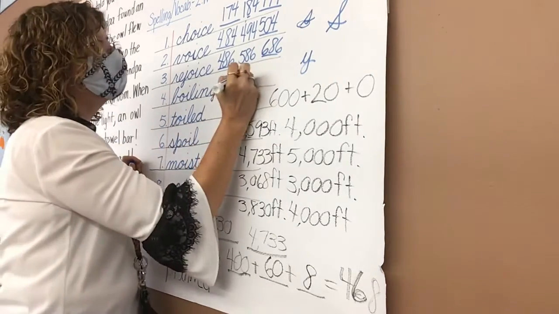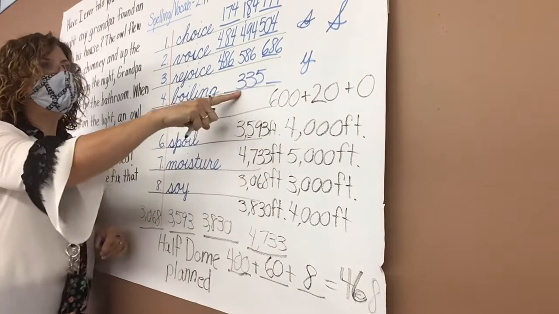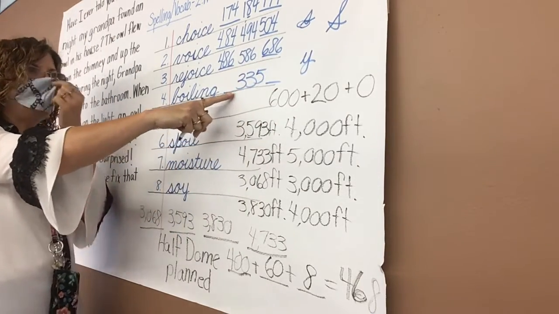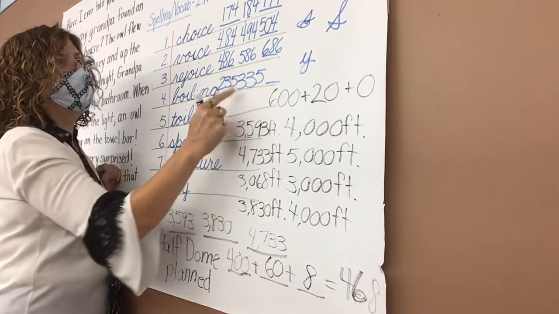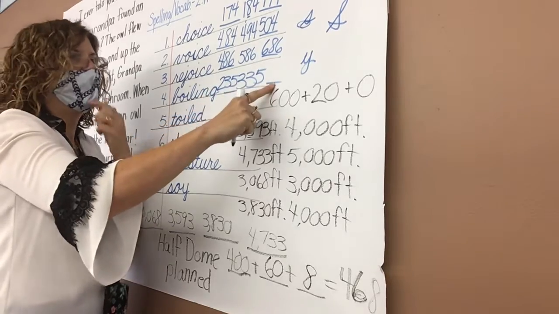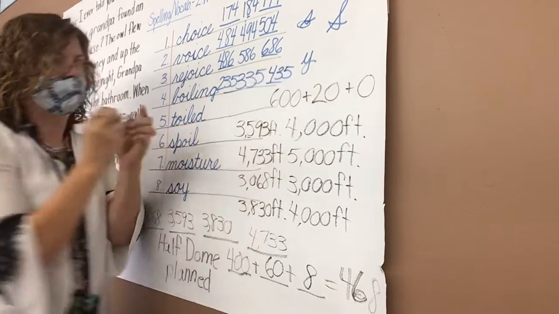All right, and the last one on this page is 335. So what is 100 less? Take the 300 or less. 200. 235. And 100 more. 435.